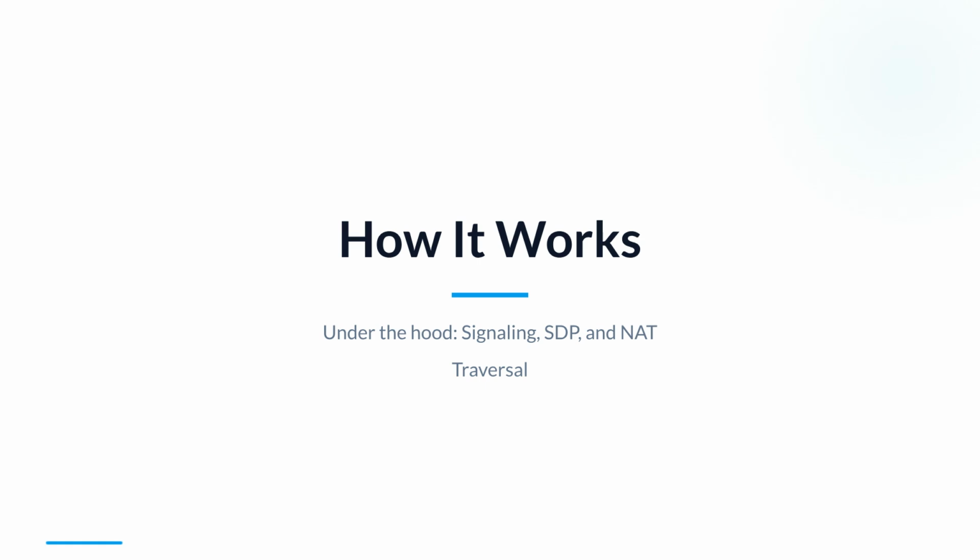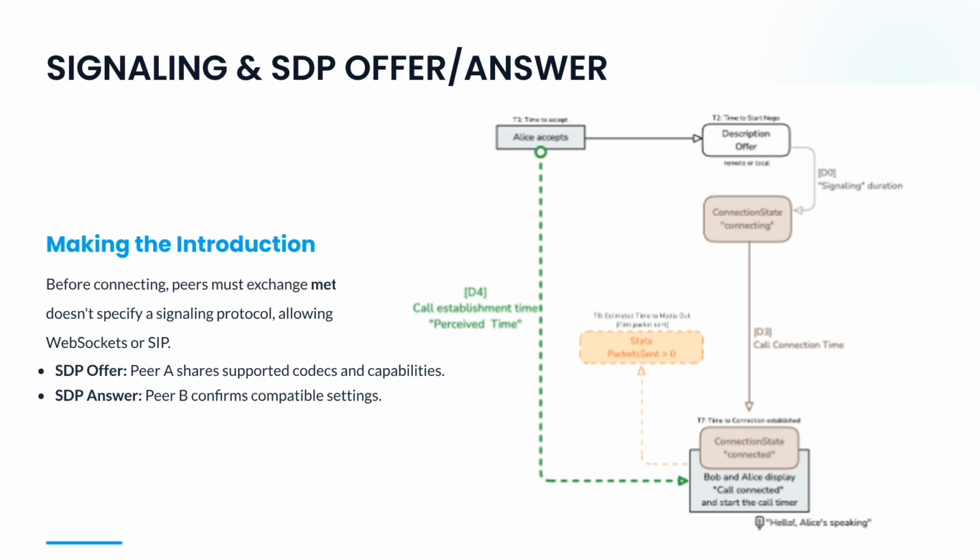Now comes the interesting part. How do two strangers on the internet discover each other and establish a direct connection? WebRTC follows a series of steps. Let's walk through the journey. Before two peers can communicate, they need to introduce themselves. This process is called signaling. Interestingly, WebRTC doesn't define how signaling should happen. Developers can use WebSockets, Socket.io, SIP, custom APIs, anything that can exchange messages between users. Think of signaling as exchanging phone numbers before making a call.